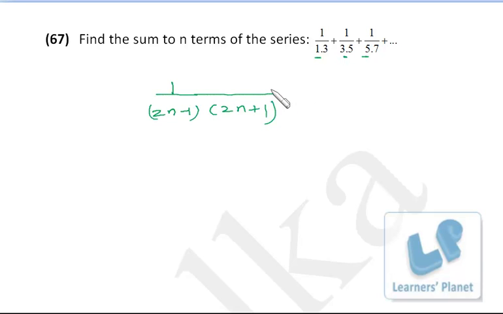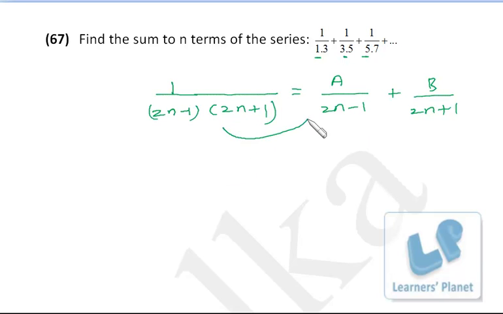Here I equate it with a/(2n-1) + b/(2n+1). Whenever you have this sort of sum, where the numerator is 1 and the denominator has numbers like 1×3, 3×5, 5×7, we solve or find the sum in this manner. So 1/((2n-1)(2n+1)) I am writing as a/(2n-1) + b/(2n+1). Here I have to find the values of a and b.